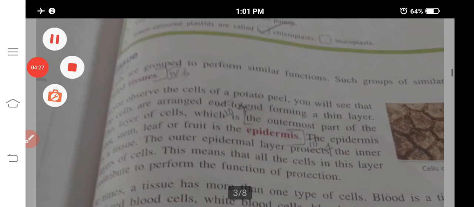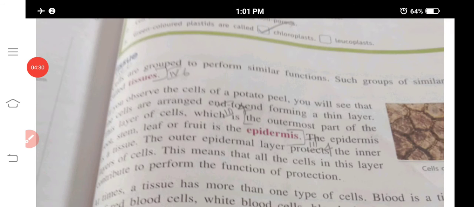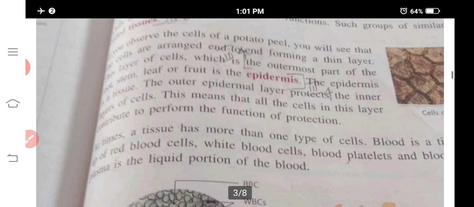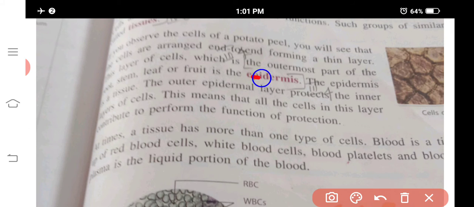Next one is tissues. Cells grouped together to perform a similar function are called tissues. First we take a potato film and see it under the microscope. Some cell structure we have to find out, called the outer epidermis. It is the outer part of the root, stem, leaf and fruits. The outer epidermis layer protects the inner layer of cells. All the cells in this layer perform the same function, protection. So it is an example of tissue.